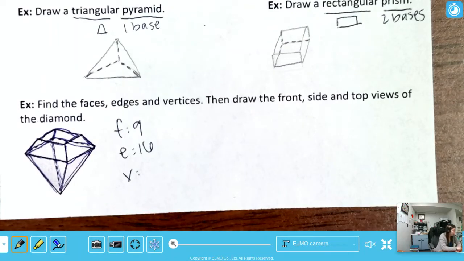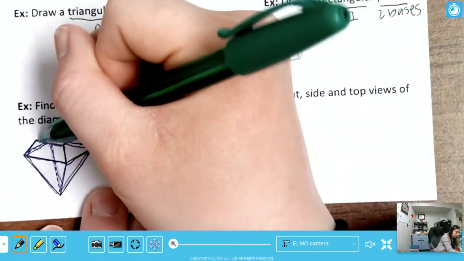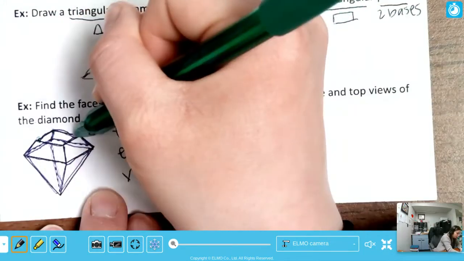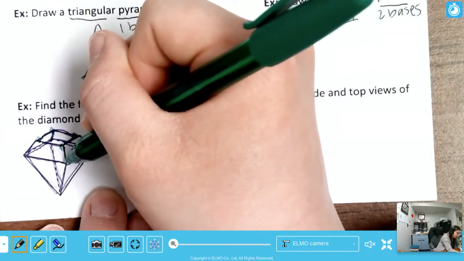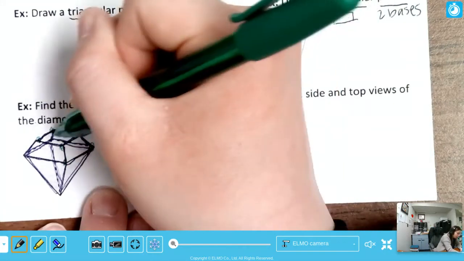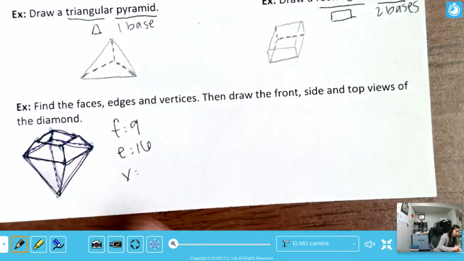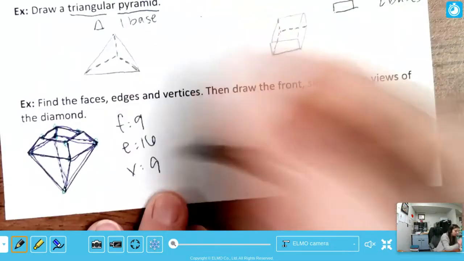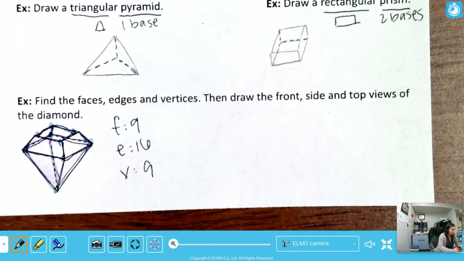And then we have vertices. Remember, vertices are the little points, the corners. So I'm going to use my green pen to color a dot over each of those. So I have 1, 2, 3, 4 around the top. And if I go down to this next level, I have 5, 6, 7 in the back, and 8. And then don't forget the one at the very bottom, 9. There are 9 vertices in all. So we counted faces, edges, and vertices.